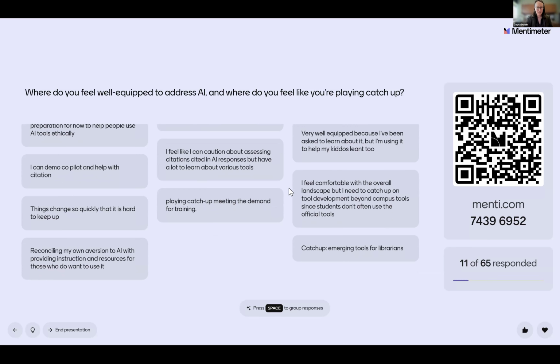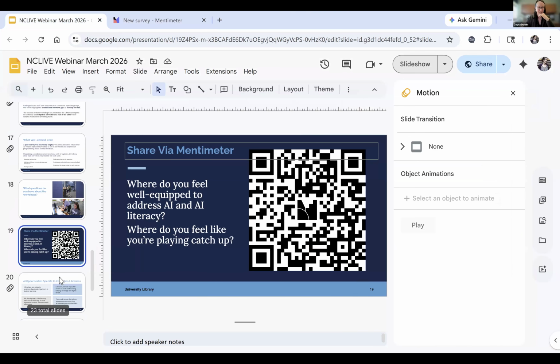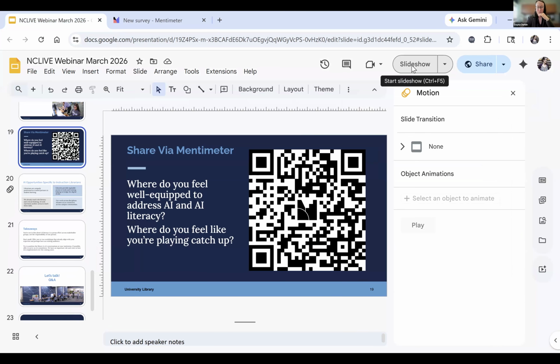And then catching up on emerging tools for librarians, reconciling my own aversion to AI with providing instruction and resources for those who want to use it. Yeah, and it's very valid to grapple with the larger impact of these tools and the ethical considerations, and not just acknowledging them, sweeping them away, and then using the tools anyway. Awesome. Thank you all very much for bearing with the technology snafu there and responding.